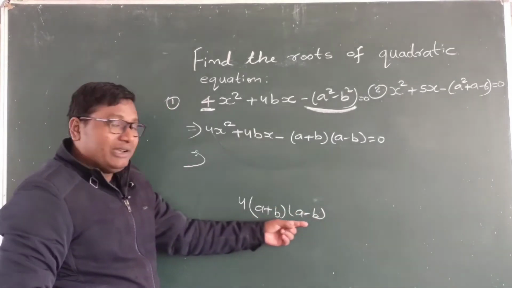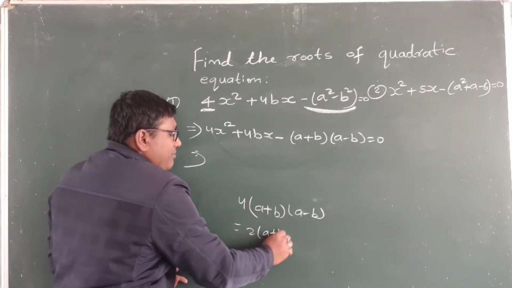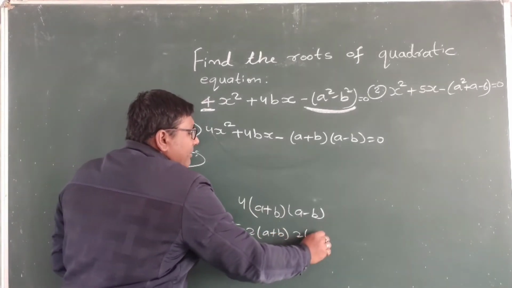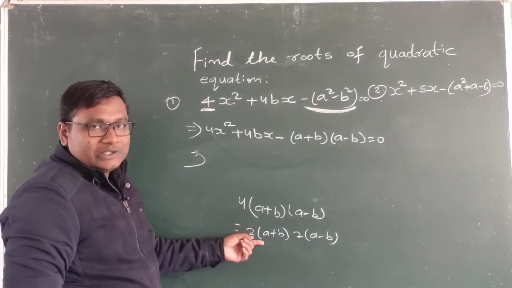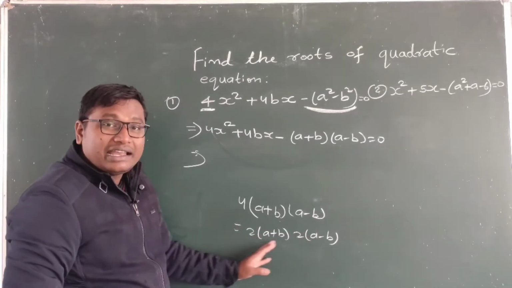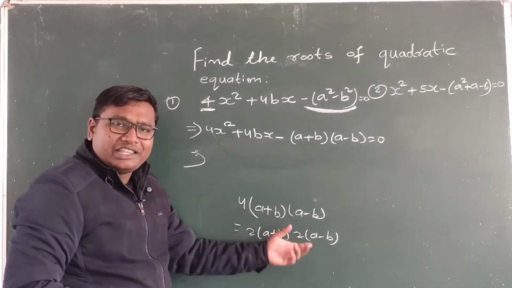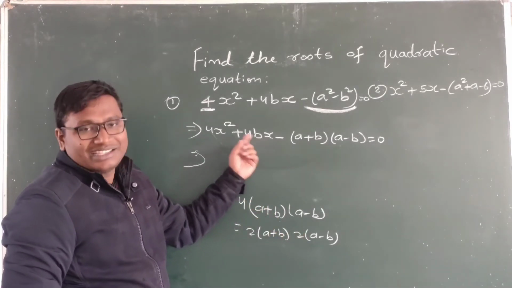Now we need to split this term. We can write this as 2a plus b into 2a minus b. We can write this term like this also. And now we need to either add these two terms or subtract these two terms so that we can get 4bx in plus.